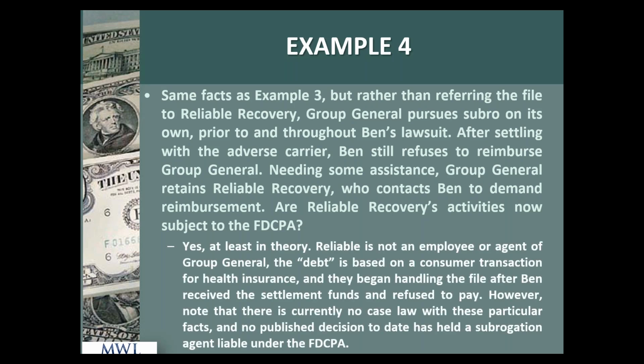And the answer is yes, at least in theory. So it's based on logic that's out there right now. Reliable, or whoever their adjuster is on this file, they're not an employee or officer of Group General. This is a consumer debt because we're not talking about tort liability. This is a consumer transaction because Ben paid for his health insurance out of pocket for him and his family. So this is personal or household family purposes, and they got the file after Ben received the settlement funds and then refused to pay them. So at this point, yes, the debt is in default.